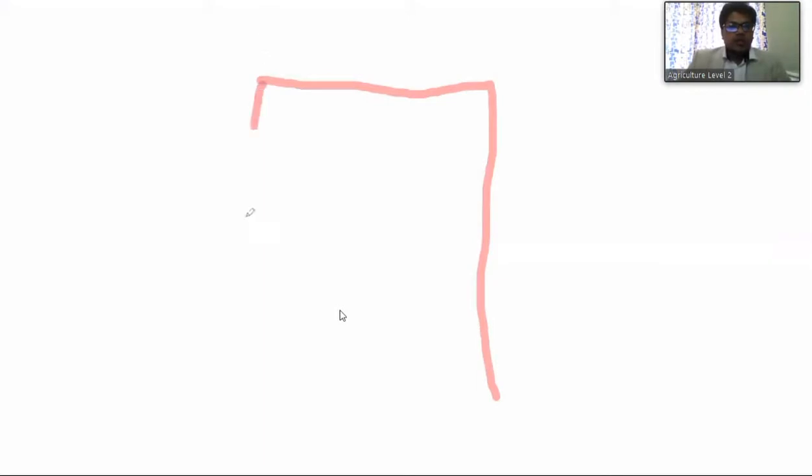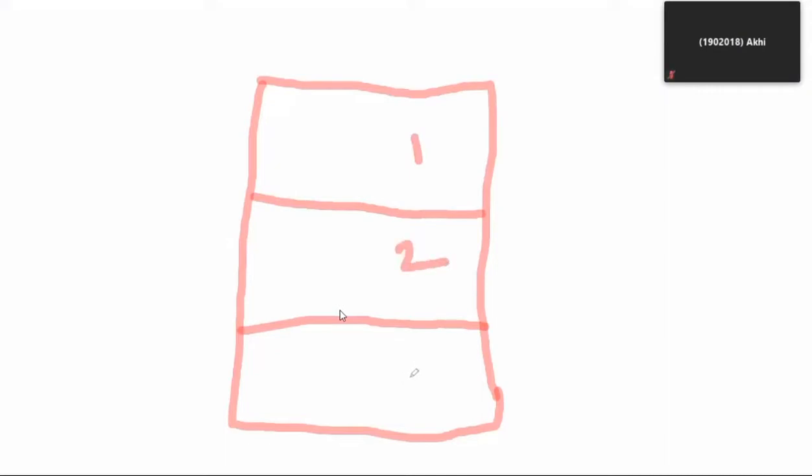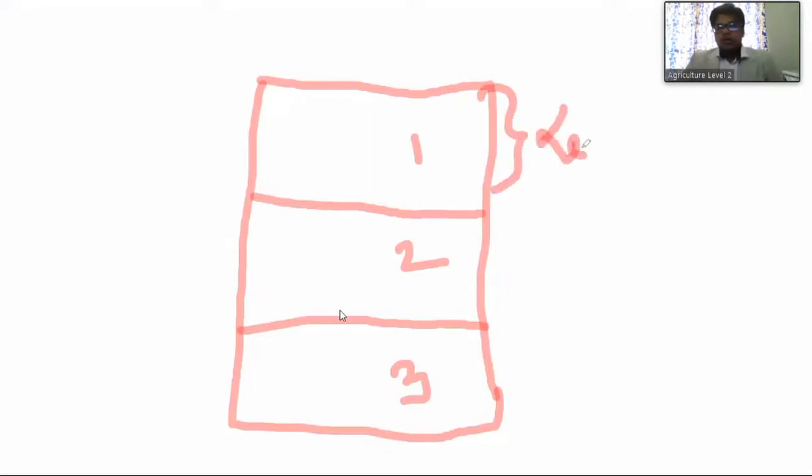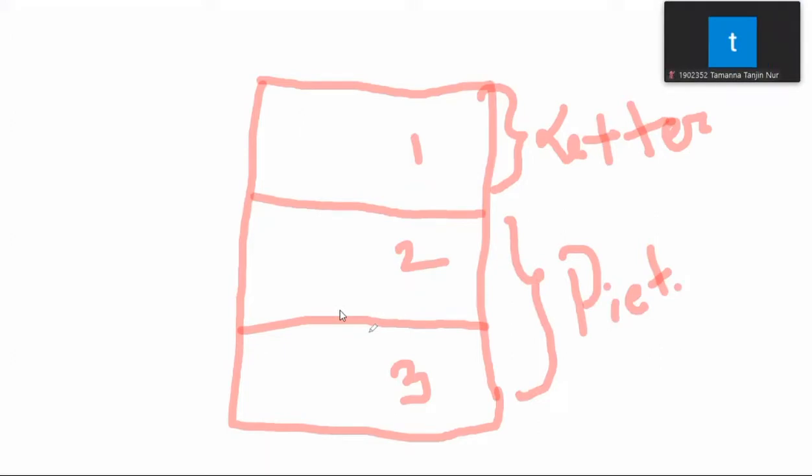Imagine this is a poster, okay? Just imagine. So divide it into three equal portions. Maybe like this. Am I clear? Yes, sir. One, two, three. Three segments. So this portion should be used for lettering or caption. And this portion should be used for picture or illustration. Did you get my point? Yes, sir. Anyone have any question on this issue? This is really important. It's going to be asked in most of the exams.